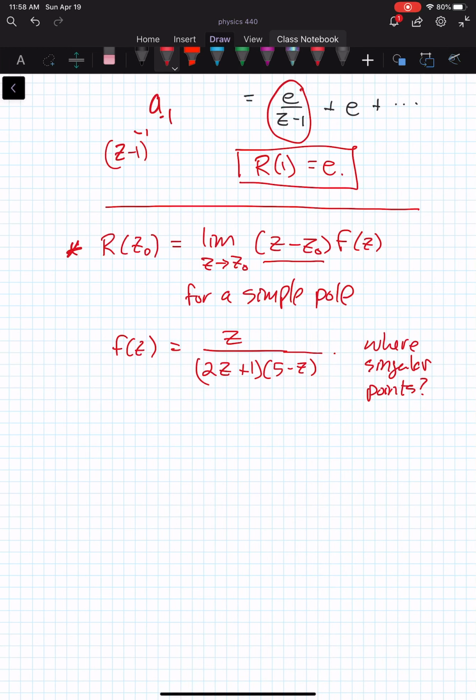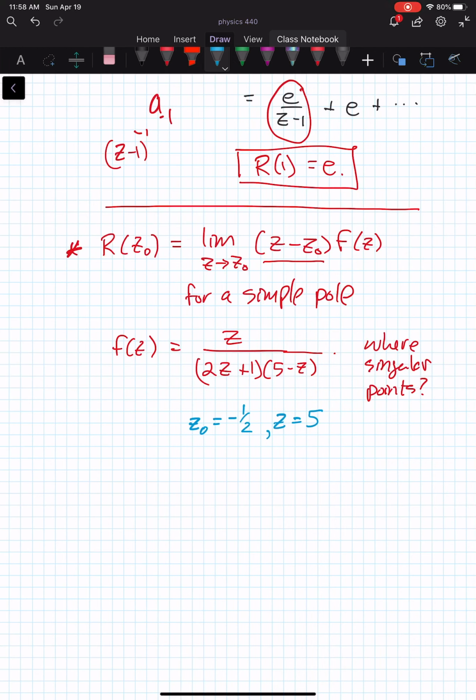I'll give you a second to think about that. Okay, again, this is kind of tricky. The singular points z naught are minus 1/2, because we have to expand this in terms of z minus that singular point, and z equals 5.